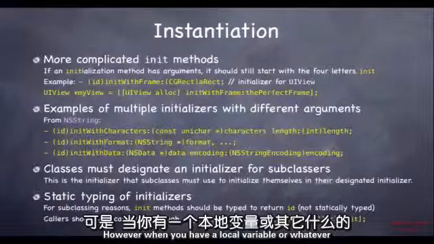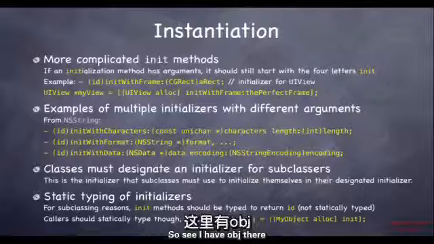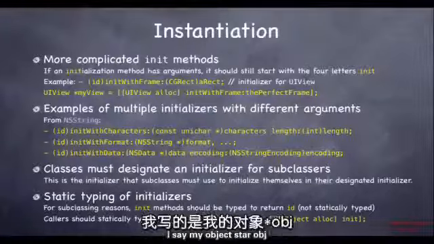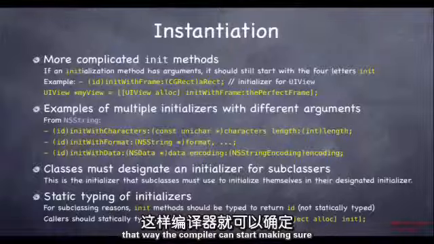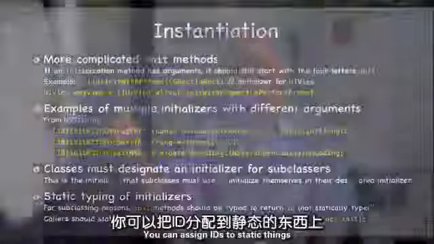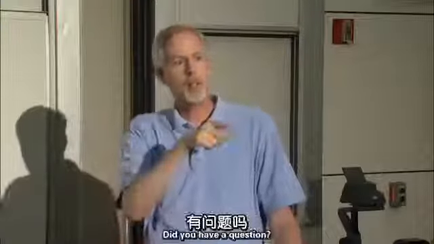However, when you have a local variable or whatever, and you're assigning the result of initializing, that should be statically typed. So see, I have obj right there. I don't say id obj equals alloc init, even though that init returns an id. I say MyObject star obj. That way, the compiler can start making sure I don't send anything bad to obj. And we're going to talk about this in a moment, but you can assign ids to static things and static things to id back and forth. Okay? That's legal.